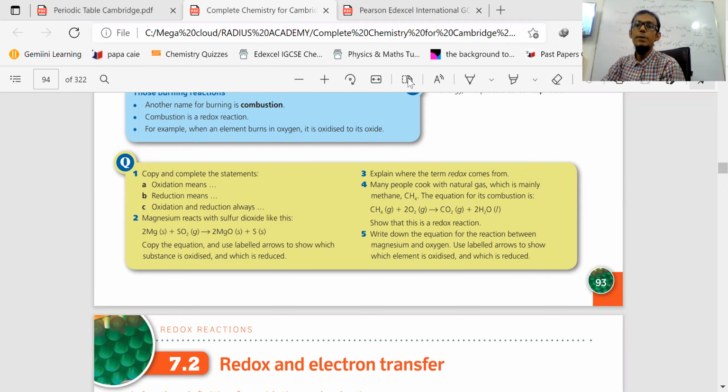We started displacement reaction and redox chemistry last day. Can you recall? Okay, from question number 1, we are starting. Take your copy book.